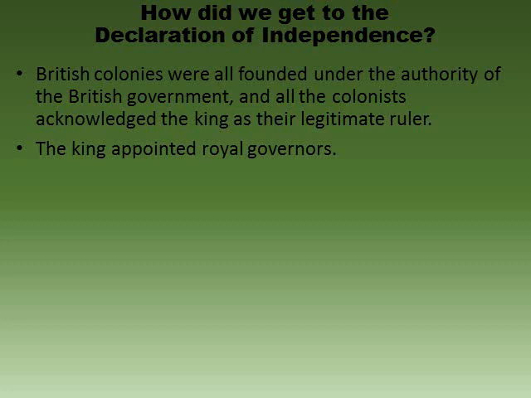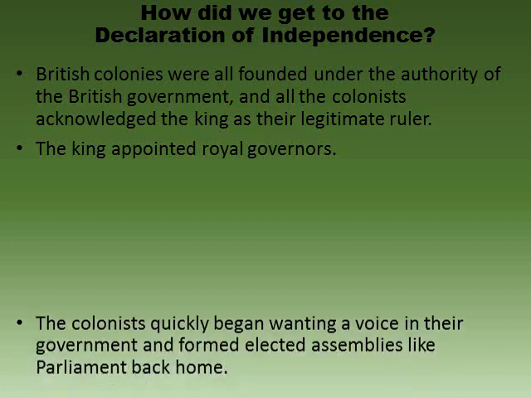So the king, of course, couldn't manage the day-to-day affairs, and his government couldn't either. And so they ended up forming a local government headed up by a royal governor who ruled in the name of the king and kind of made things keep going in these various and different colonies.